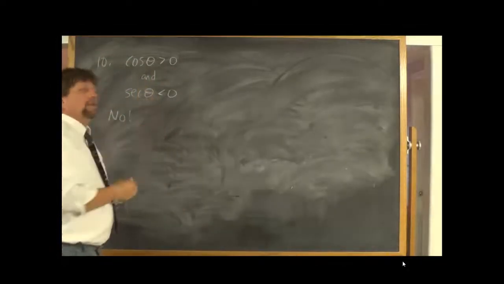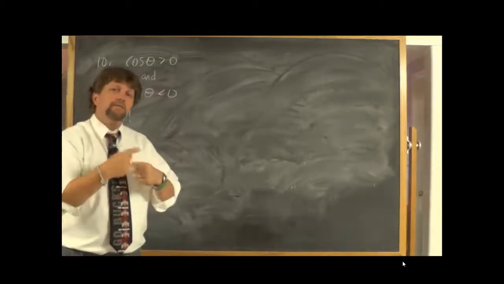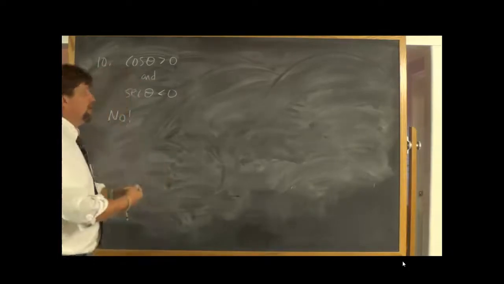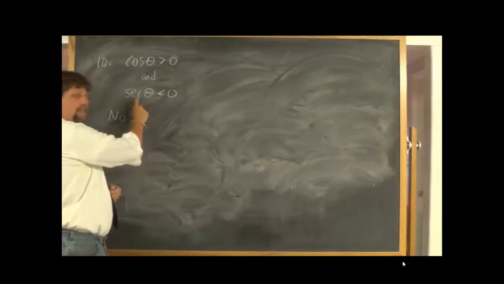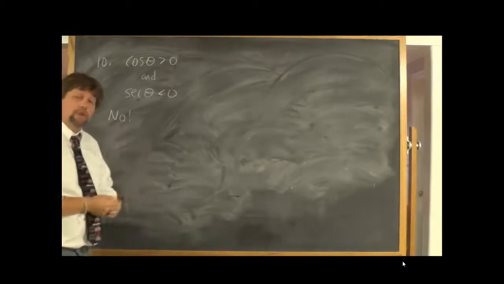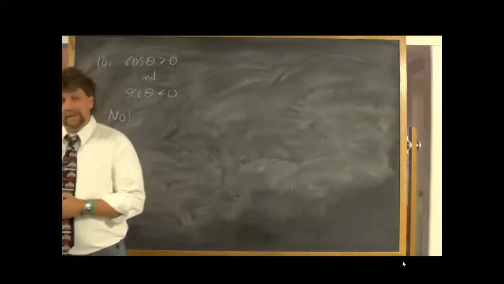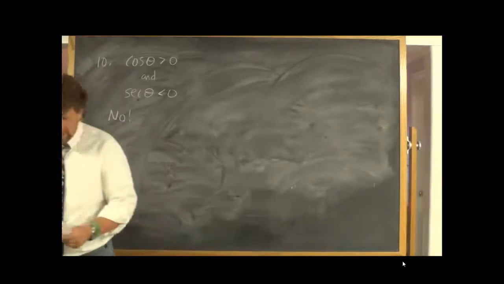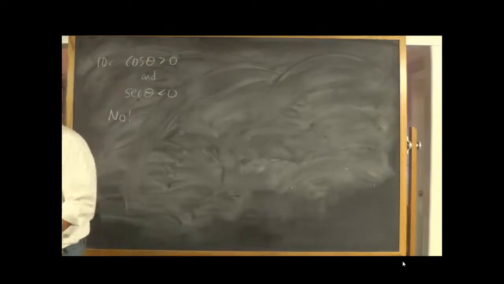Secant is the reciprocal of cosine. So if cosine is positive, the reciprocal of a positive number must also be positive. So it's not possible for cosine to be positive and its reciprocal, secant, to be negative. So that's the short, sweet answer to number 10. No, and the explanation is because they're reciprocals.